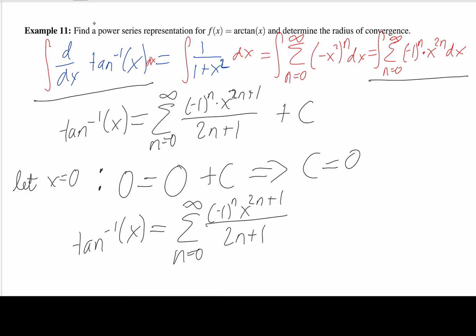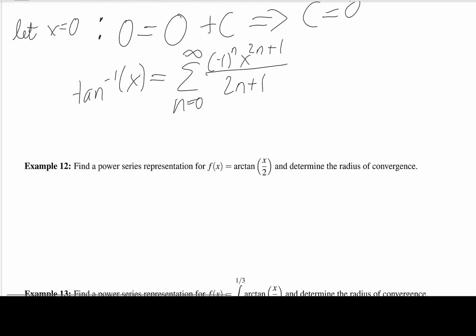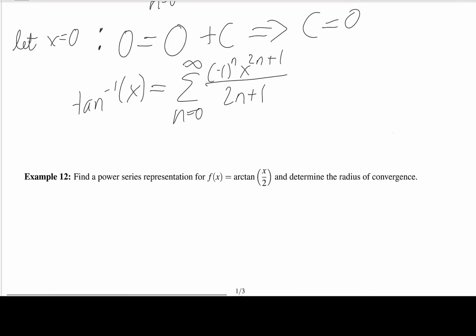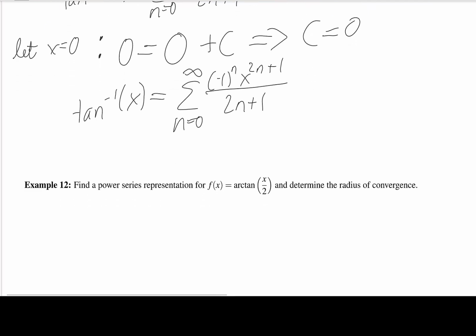Now let's look at example 12. Example 12 asks me for a power series representation for f of x equals arctan of x over 2. Remember last problem we did arctan of x? Since all we're doing is multiplying that x on the inside by a constant, what I can do is just multiply our x in here by a constant.